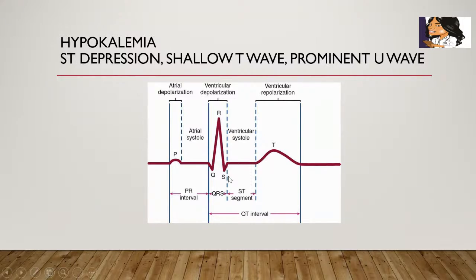Now, follow me while I'm saying this. Hypokalemia, the patient is going to have ST depression. Look at ST depression. Okay. This patient is going to have a shallow T wave and a prominent U wave. You see? Shallow. Look at the ST. Look at ventricular systole. A shallow T wave and a prominent U wave. So this is going to affect the patient's cardiac output, guys. So that's a problem. So as a nurse, we have to let someone know right away.